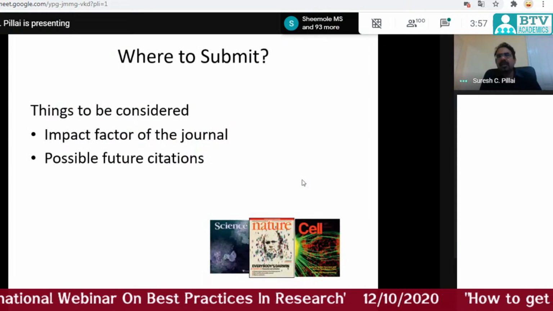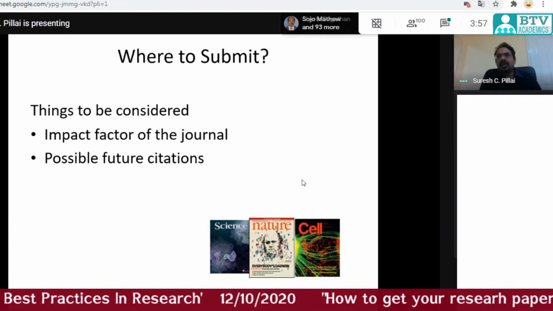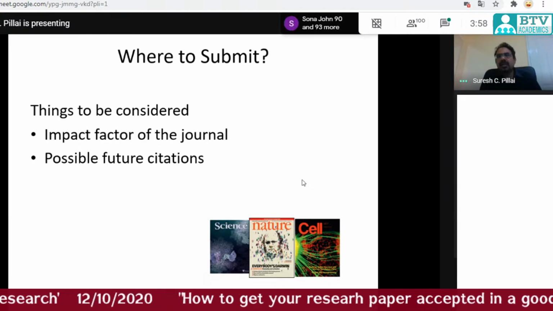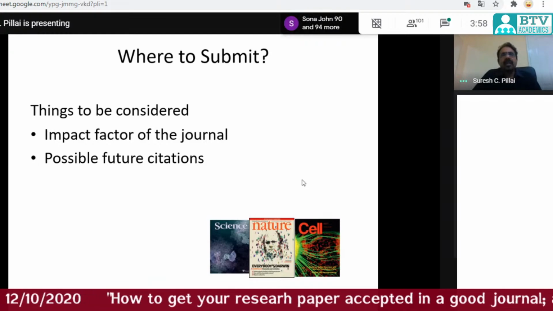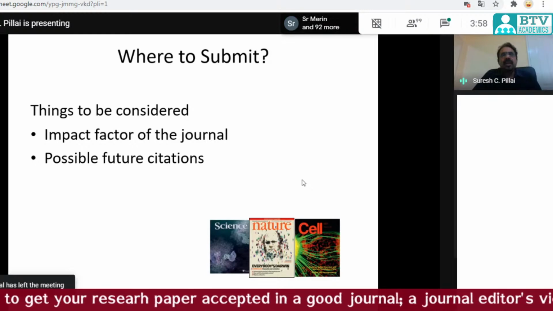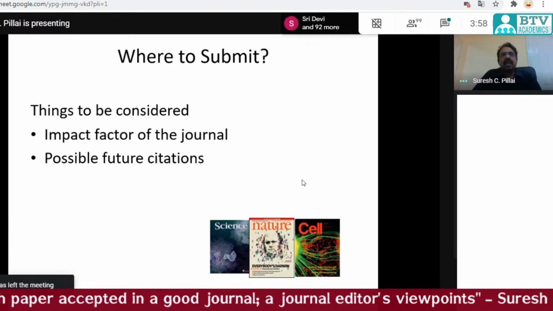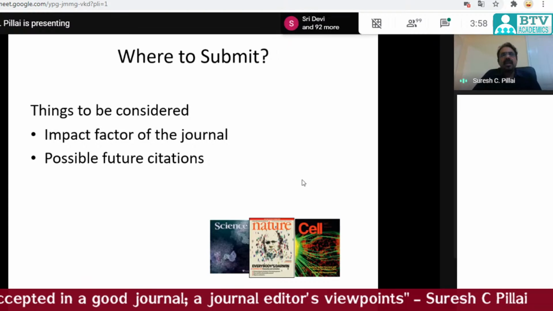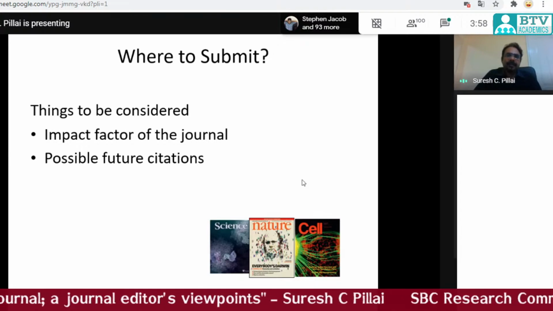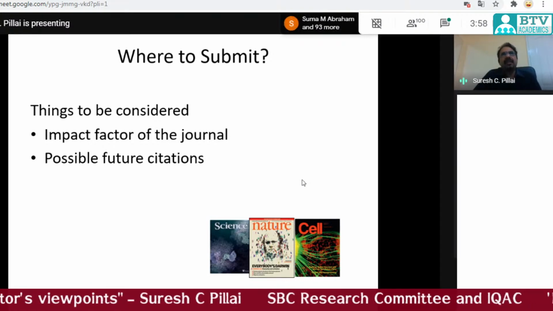The next important thing would be where to publish. And the things to be considered are the impact of the journal, and also possible future citations. What does that mean? There's no point in publishing your paper in a journal where you don't get any readers. So if you have developed a new catalyst, for example, the most appropriate journal would be a catalytic journal, even though you have developed a material which is a catalyst.